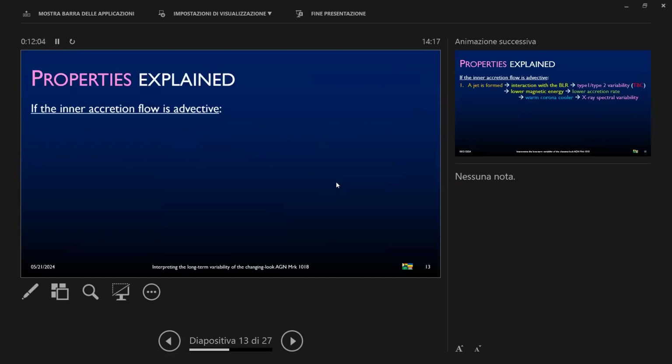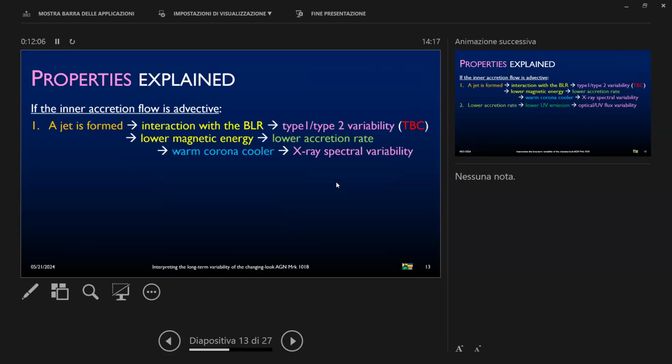Because if the inner accretion flow is advective, as we said, a jet is formed. This jet is likely interacting with the broad-line region, wiping out the material and giving the type 1, type 2 variability. So what we think is that the formation of this jet is removing the material from the broad-line region, hence creating the disappearing of the broad lines when the source is in the faint state. But also, since now we have a jet, we have a lower magnetic energy in the system, which gives us a lower accretion rate, and a cooling of the warm corona, which is providing the X-ray spectral variability that we are seeing by analyzing the X-ray spectra.